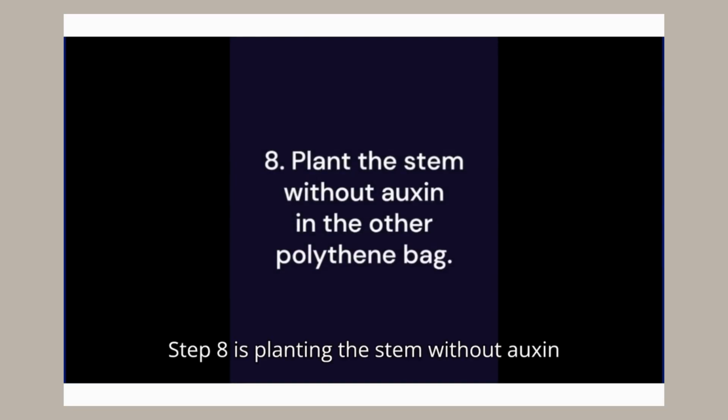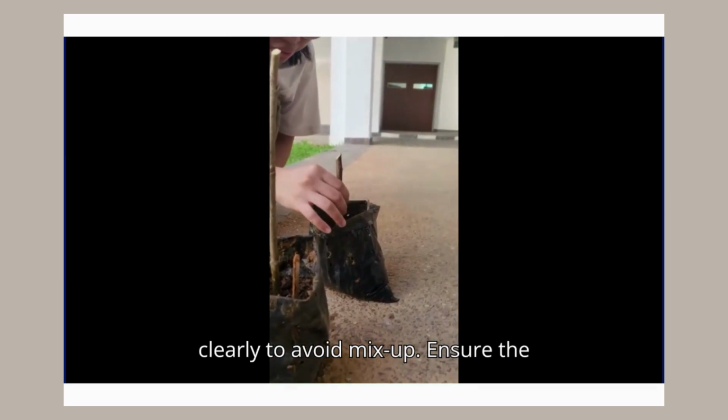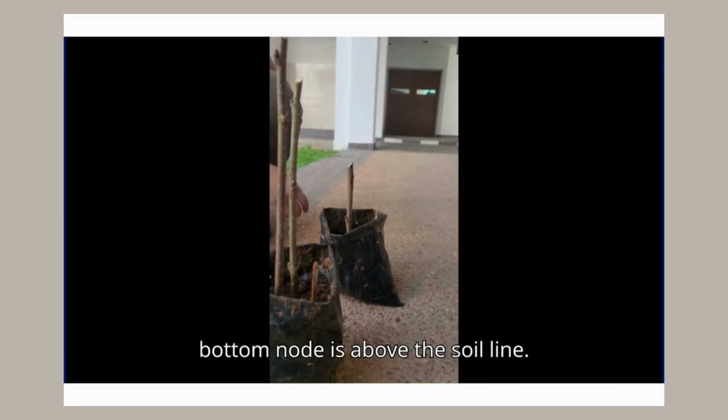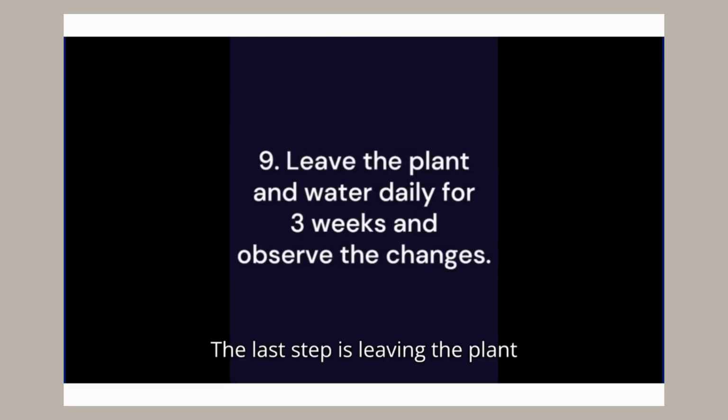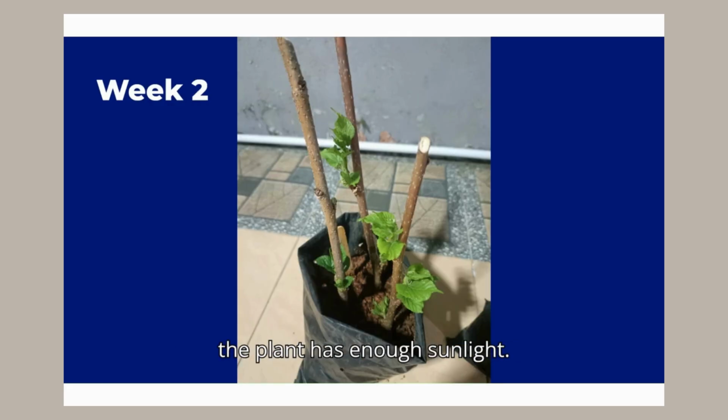Step 8 is planting the stem without auxin in the other polyethylene bag. It is important to label both polyethylene bags clearly to avoid mix-up. Ensure the bottom node is above the soil line. The last step is to leave the plant and water it daily for 3 weeks and observe the changes, all while ensuring the plant has enough sunlight.